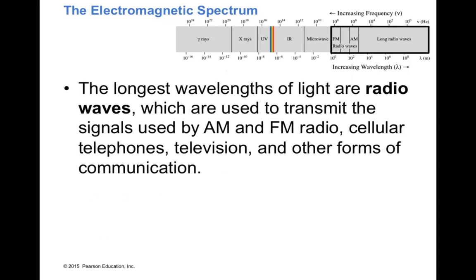And finally, the longest wavelength of light are the radio waves, which are used to transmit the signal used by AM and FM radio, cellular phones, television, and other forms of communication. So this type of radiation is used basically for communication in the electromagnetic spectrum.